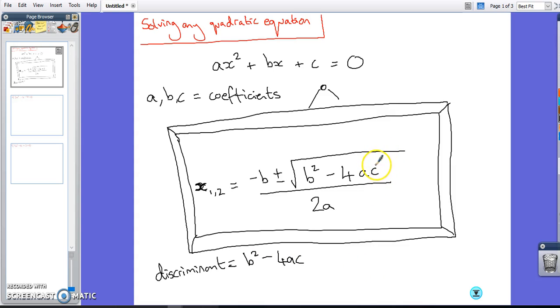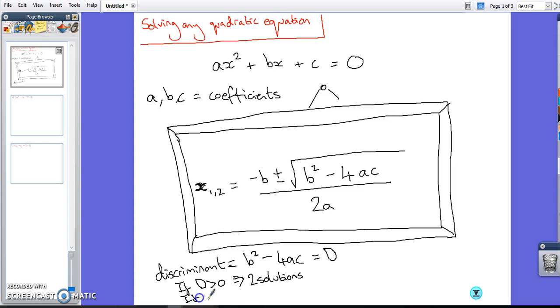So we have three cases. If the discriminant, we'll call it d, is bigger than 0, then our quadratic equation has two solutions, because we can take the square root of a positive number, and then we need to do minus b plus it divided by 2a, and then minus b minus it divided by 2a. So if d is bigger than 0, then we have two solutions.